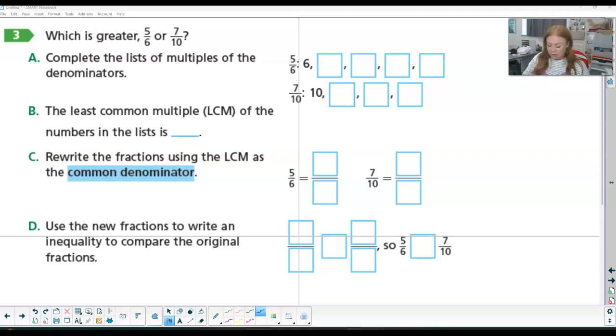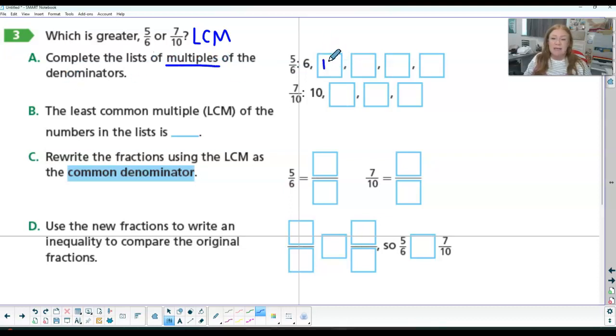Task 2.3, number 3, asks which is greater, 5/6 or 7/10. Using the LCM is a good way to compare these because we're going to find a common denominator. So first we're going to list the multiples of these denominators.